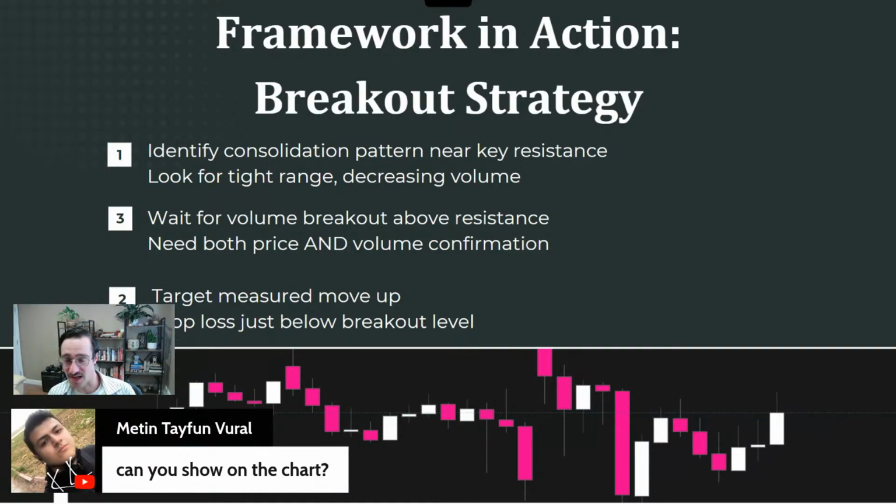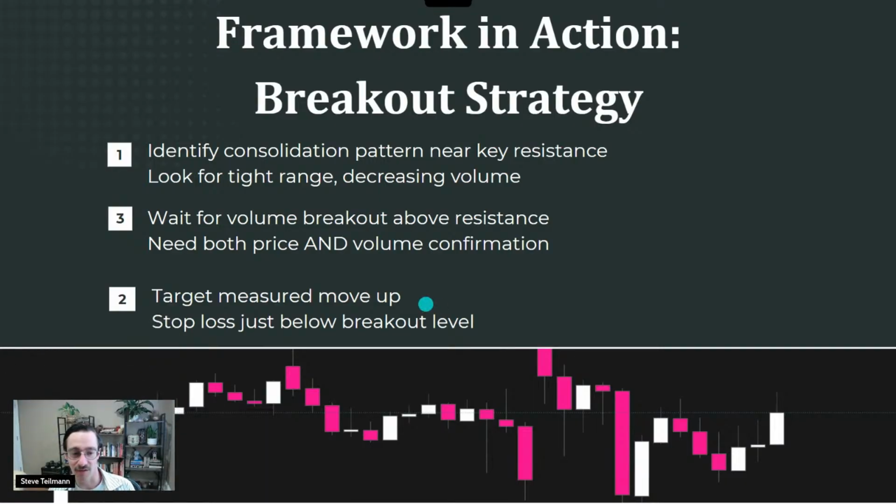This one, yes, I will absolutely show on a chart. I'm just working off one window this week, so it'll be a little bit disruptive to switch back and forth right now, but I promise we're going to talk through an example, and I'll be answering questions live there as well.